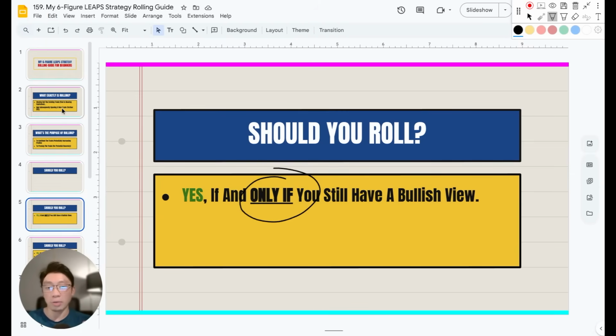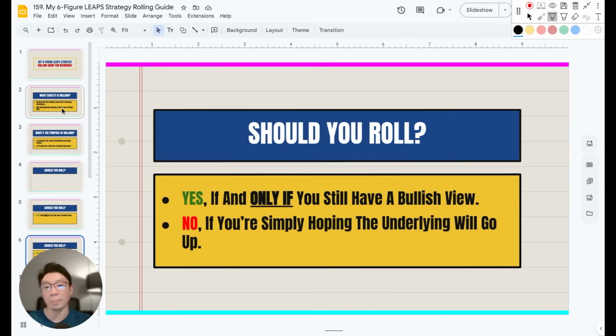At that point of time, if you think that the market is not going to go up, then you should actually not roll this. Which leads me to the second part. So you shouldn't roll. The answer is no, you shouldn't roll if you're simply hoping that the underlying will go up. And this is very important because a lot of people think that rolling is going to somehow magically turn you into a profit. And that's not true, because rolling can actually be a double-edged sword.